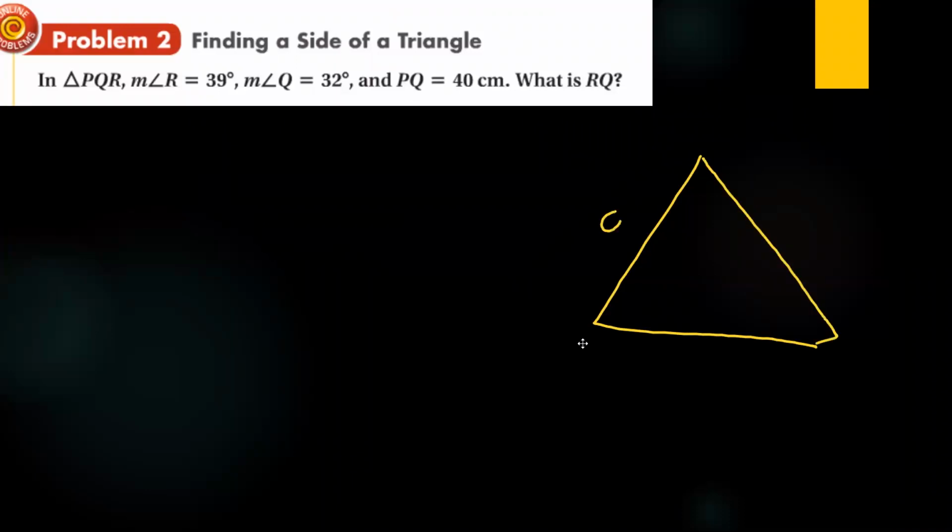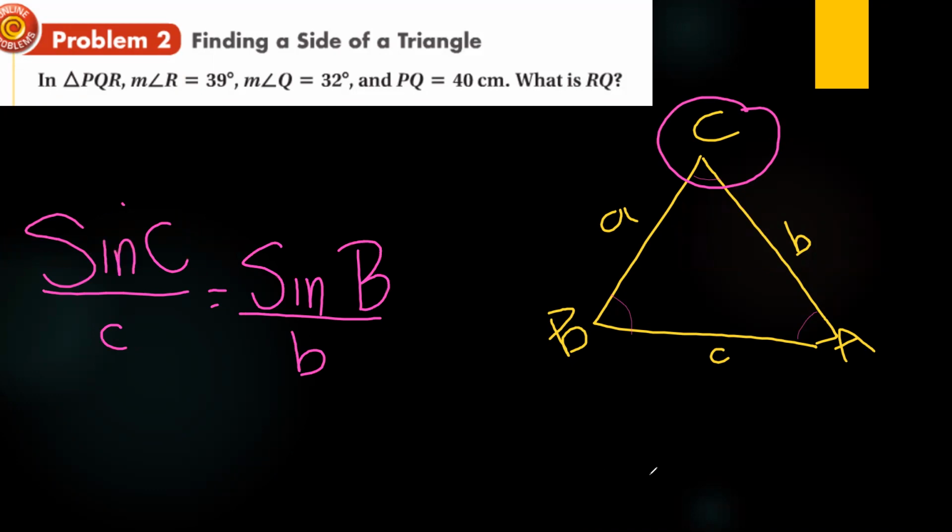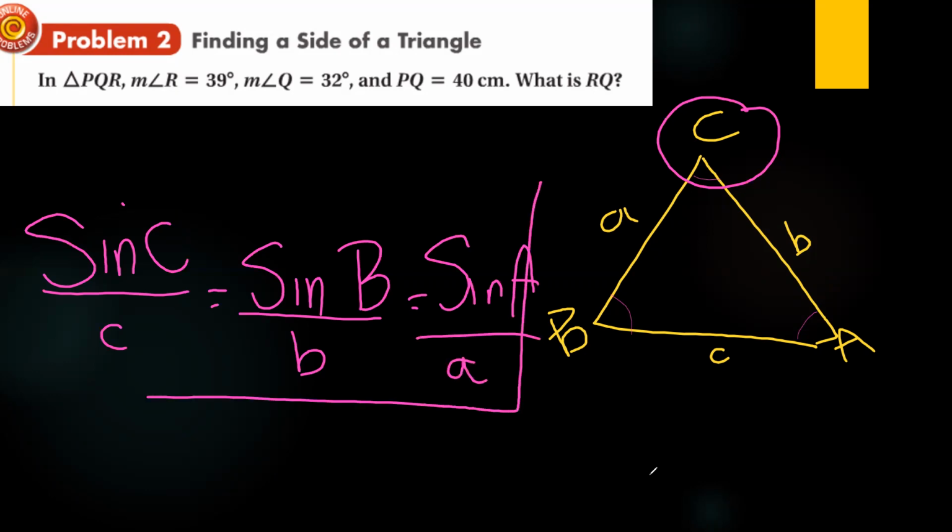I'm sorry, I forgot to write what the law of sine is. If you have this triangle here, with sides of length a, b, c, and the angles opposite them. Now, the law of sine says that sine of angle C over the opposite length will be equal to the sine of angle B over its opposite length, equals sine of A over its opposite side. This is the law of sine.